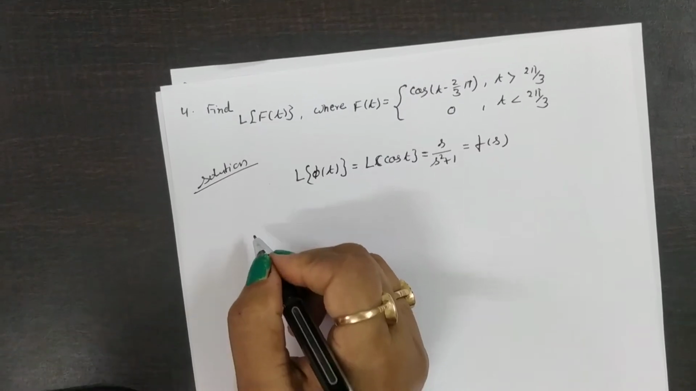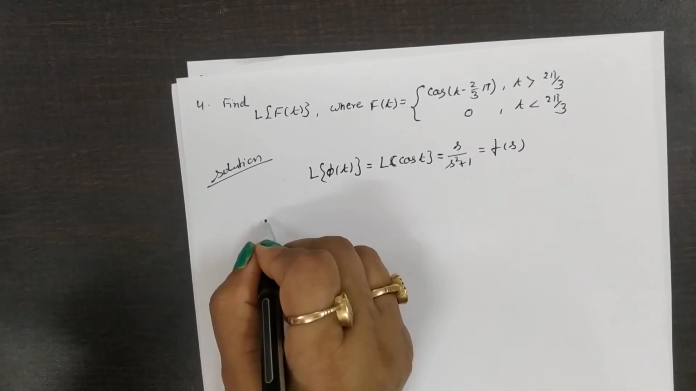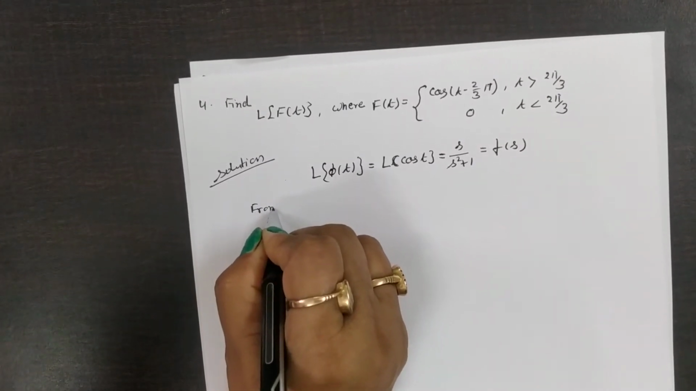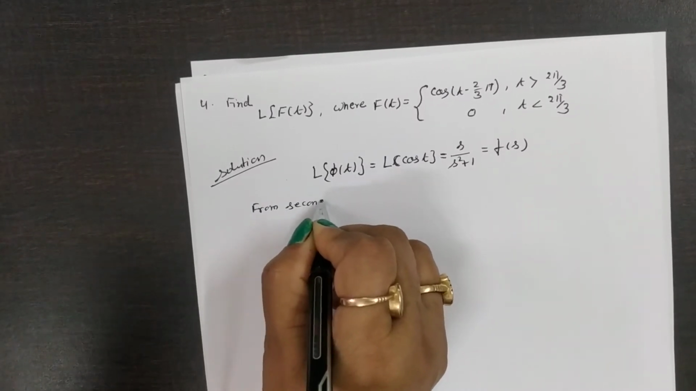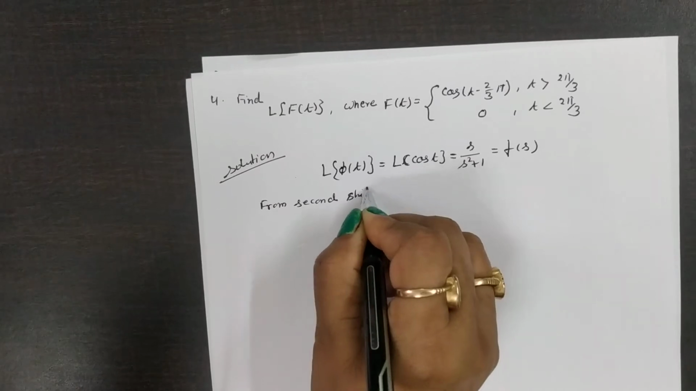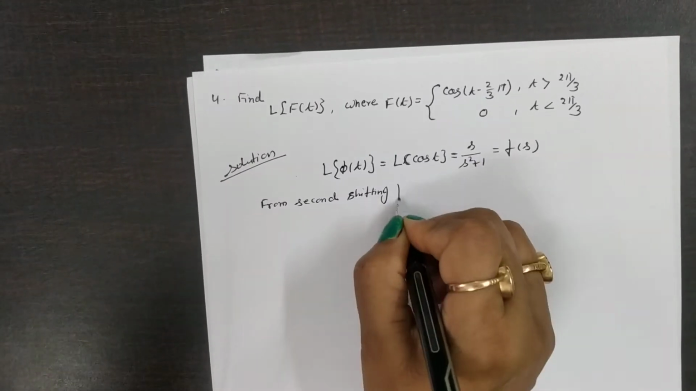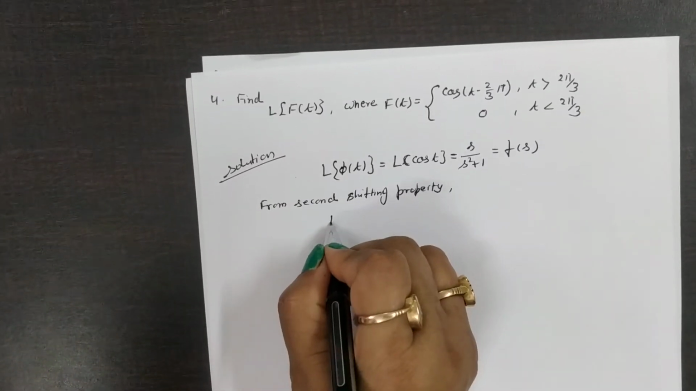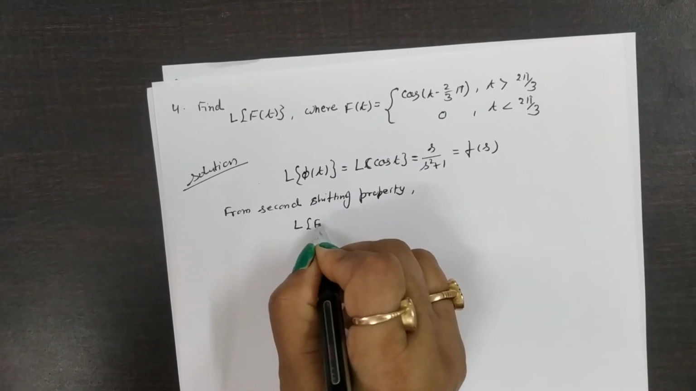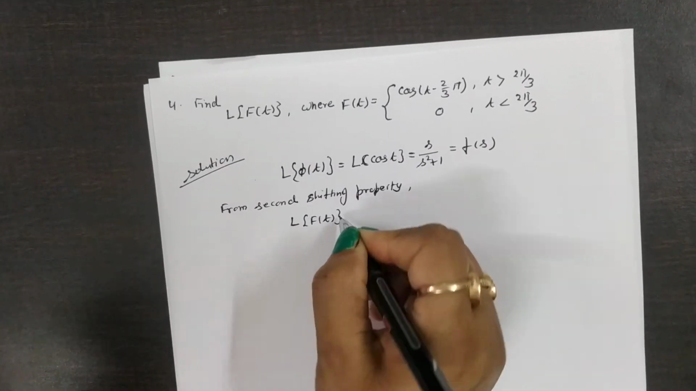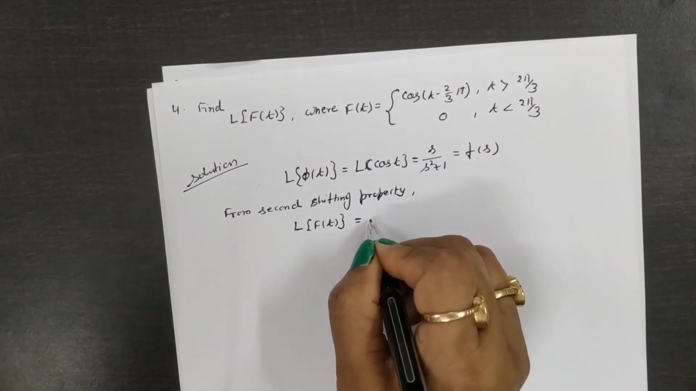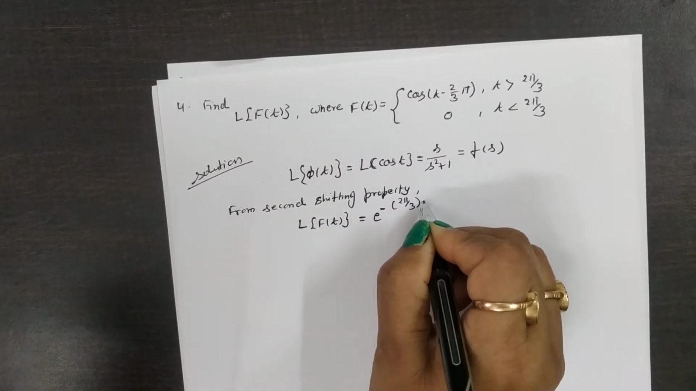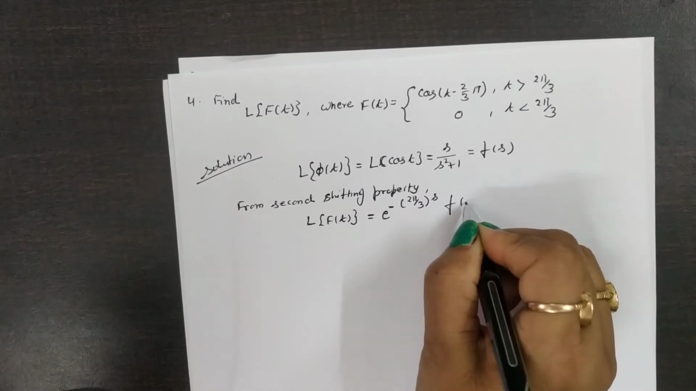Now, from the second shifting property, which is defined as the Laplace second shifting property, we have the Laplace transform of f(t) equal to e to the power minus 2 pi by 3 s times F(s).